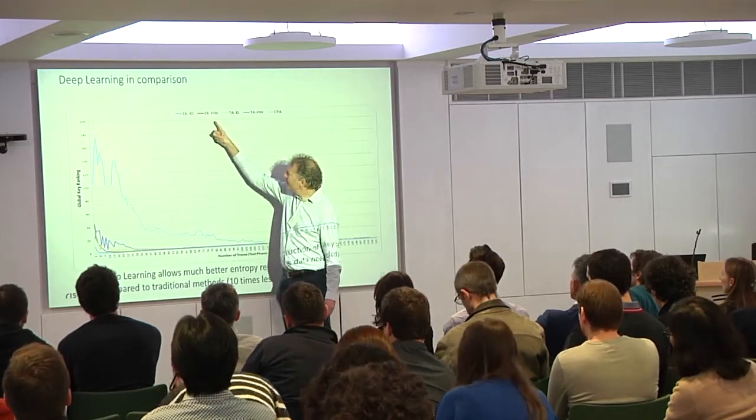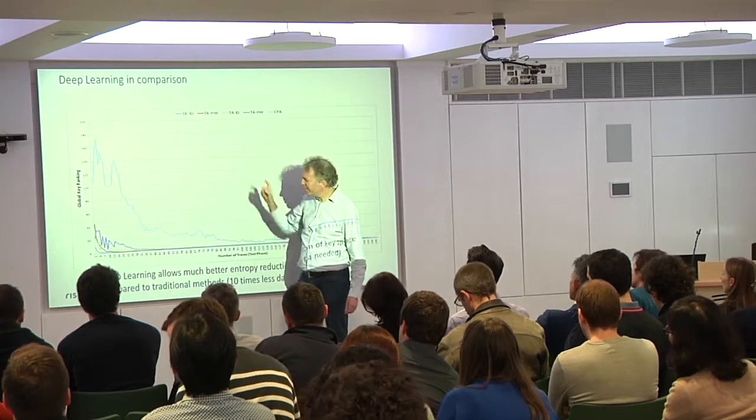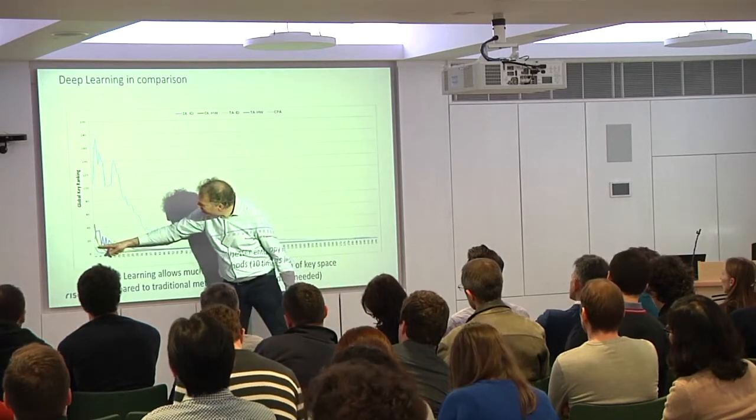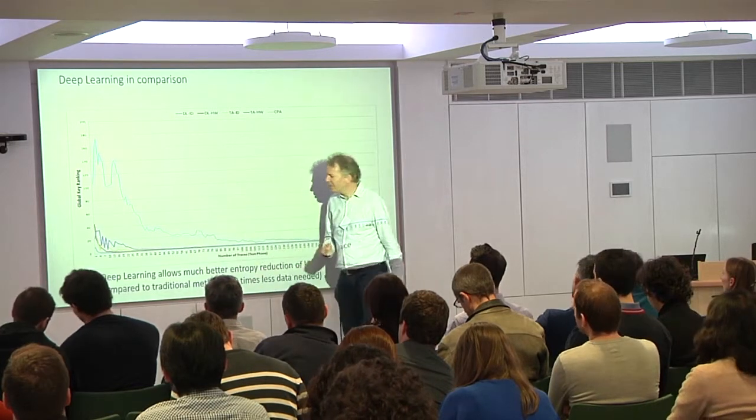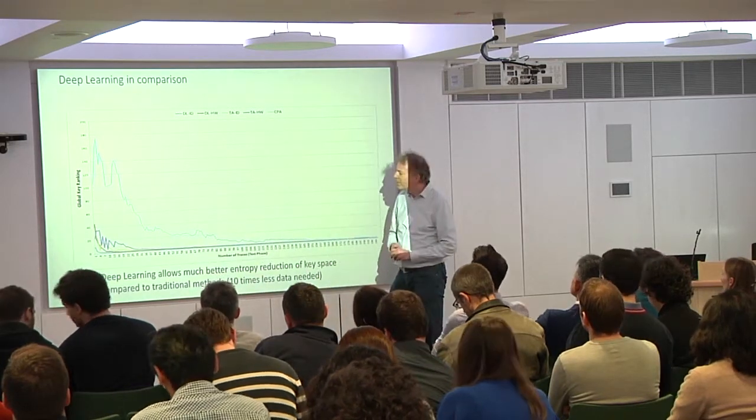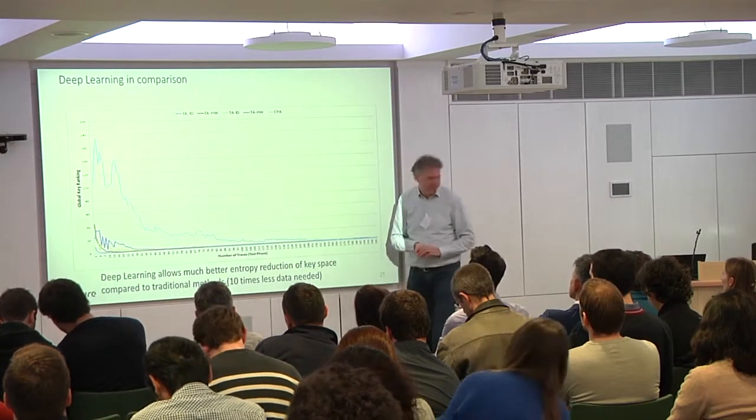And then the deep learning attacks came in. You can see them here. They are really very fast. They don't need a lot of data to do the testing and extract the right key values.